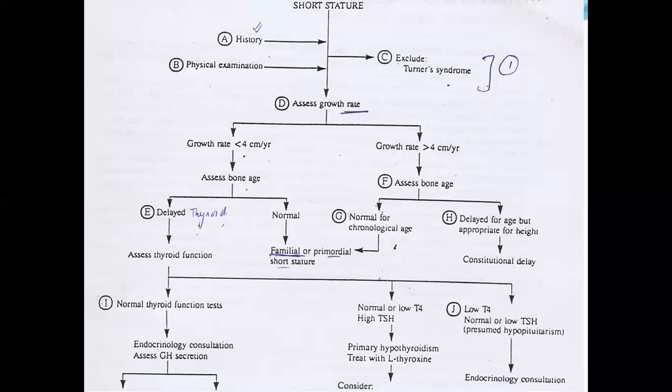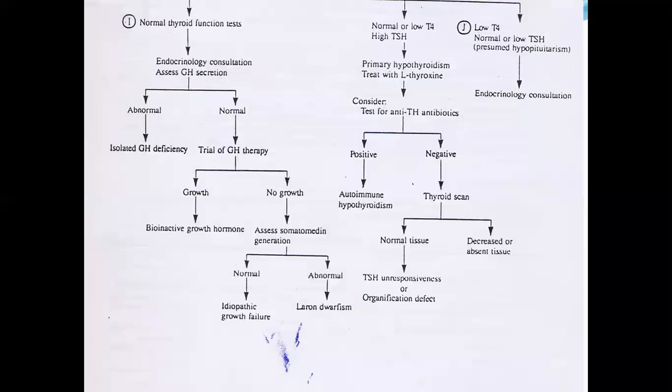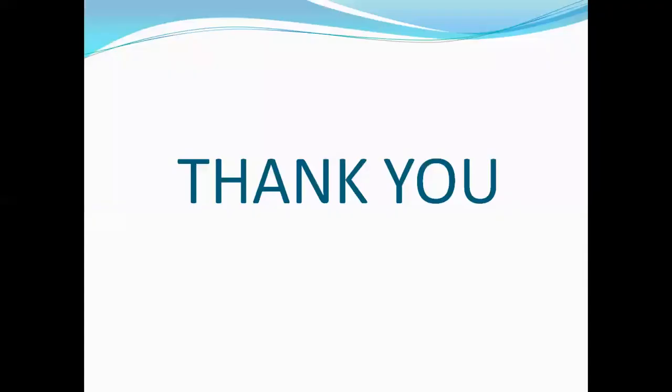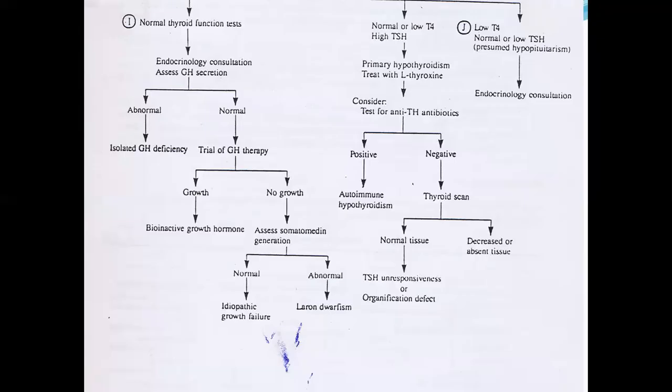But if the growth rate is more than 4 centimeter per year, then we will assess the bone age. If it is normal, then again this is familial short stature. If it is delayed, then this may be due to constitutional delay. Now the last thing is, if it is a normal thyroid function, endocrinology consultation is needed. If abnormal, it may be due to isolated growth hormone deficiency. But if the growth hormone levels are normal, then we will give a trial. If growth occurs, it means growth hormone was bioinactive.